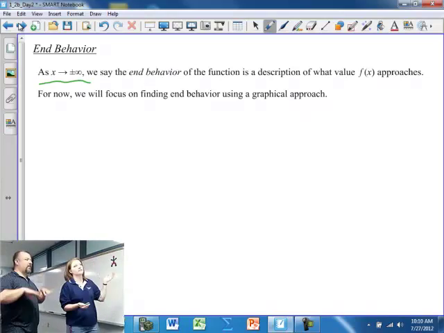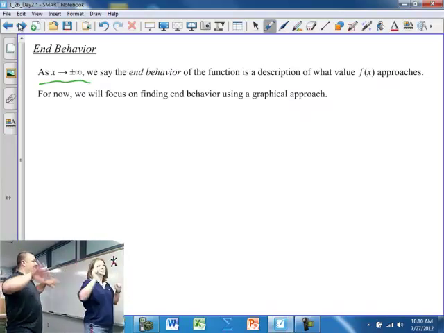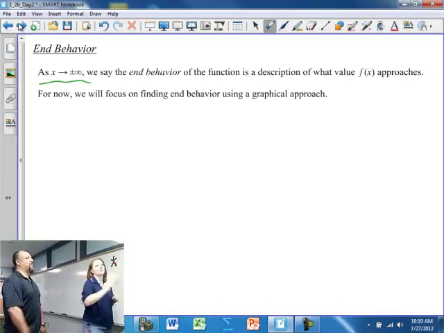We talk about the ends, which way is it going, right or left, as x gets really big? Is this more like this? Yeah, it's like a little swim.